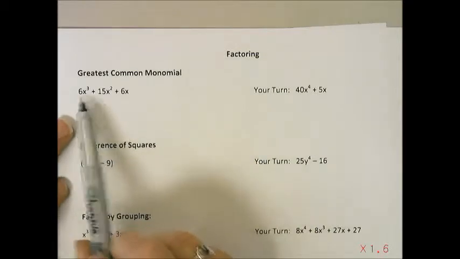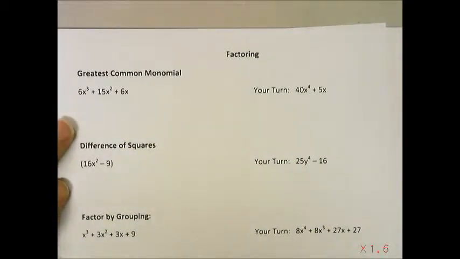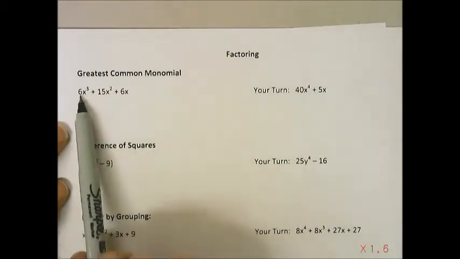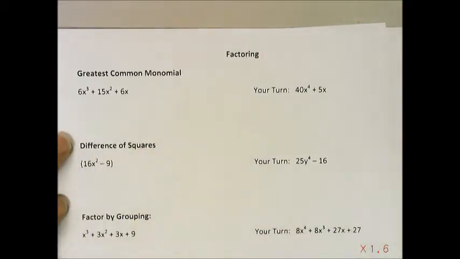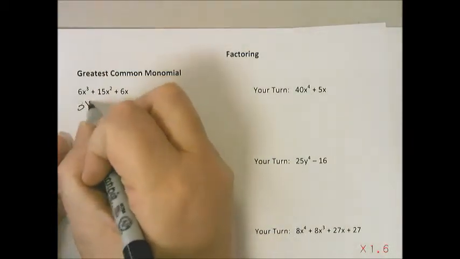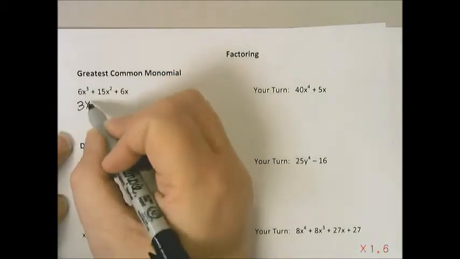So if we look at 6x cubed plus 15x squared plus 6x, there is a common factor of an x as well as a 3. So we can pull out a 3 and an x. So we're going to say 3x, and then we're going to pull that out.